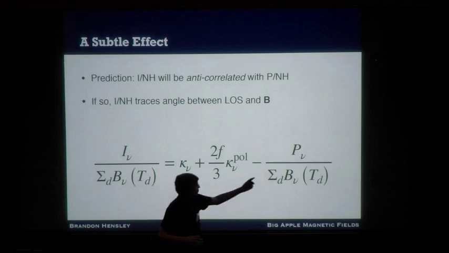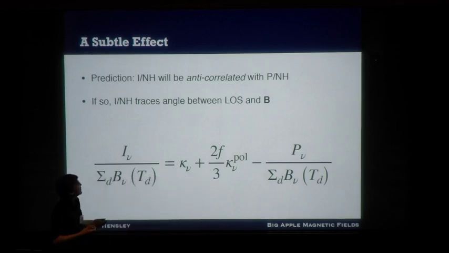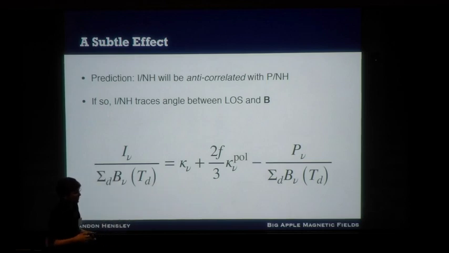And then this term, which is exactly the same, but with the total intensity replaced by the polarized intensity. In theory, this quantity is tracing exactly the angle between the galactic magnetic field and our line of sight. And we should be able to confirm this by looking at this anti-correlation between I and P.